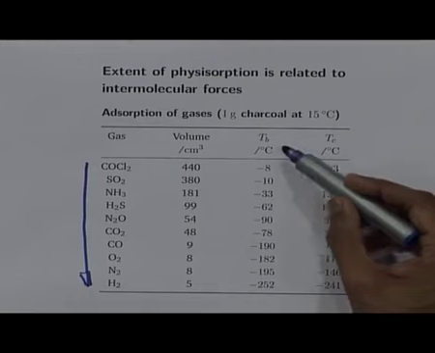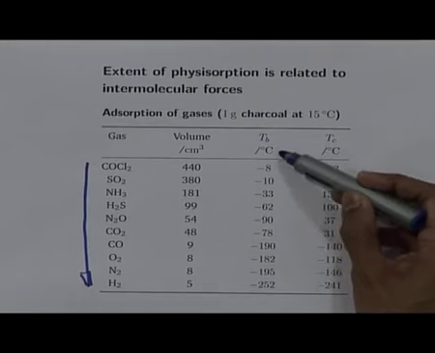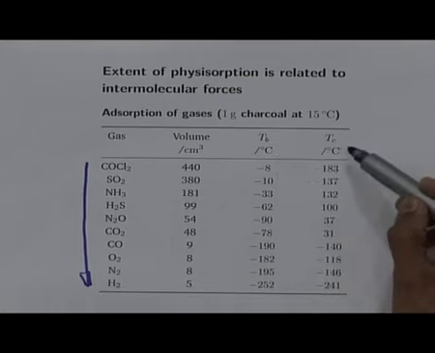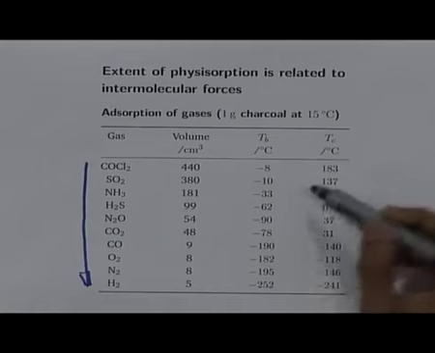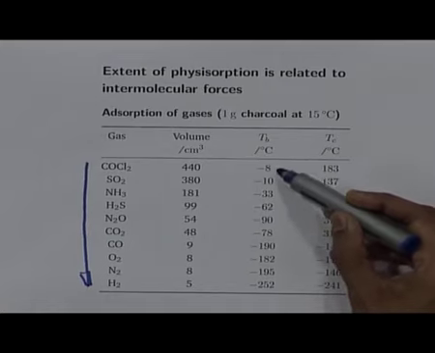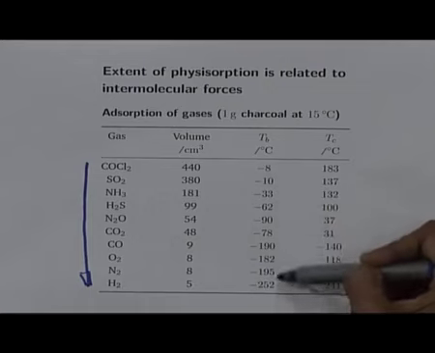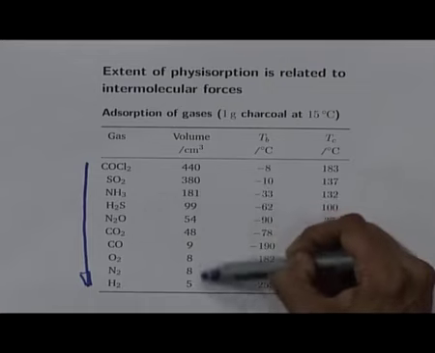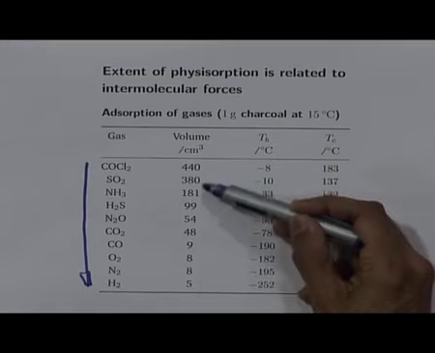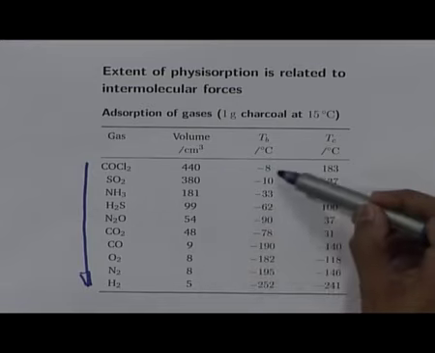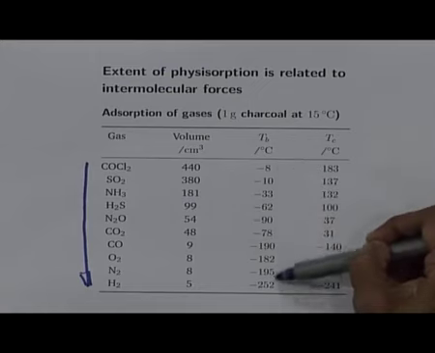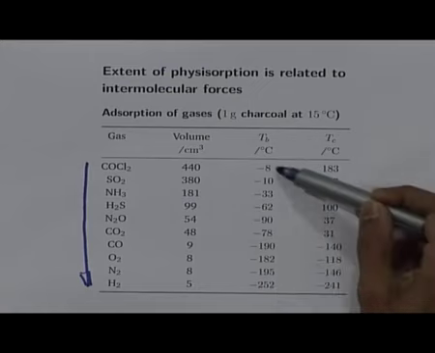And for comparison, I have given here the boiling point in degrees Celsius and also the critical temperature in degrees Celsius. And you will see that there is a reverse trend. The boiling point of phosgene is minus 8 degrees Celsius and it goes down in the same order. As the volume decreases here, so does the boiling point of the various gases. So, phosgene has the highest boiling point.